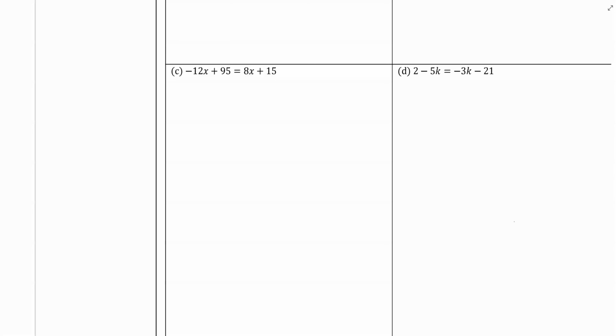Be careful here, because negative 12 is considered a smaller value, and so we want to eliminate the negative 12x. And so we'll add 12x to both sides.